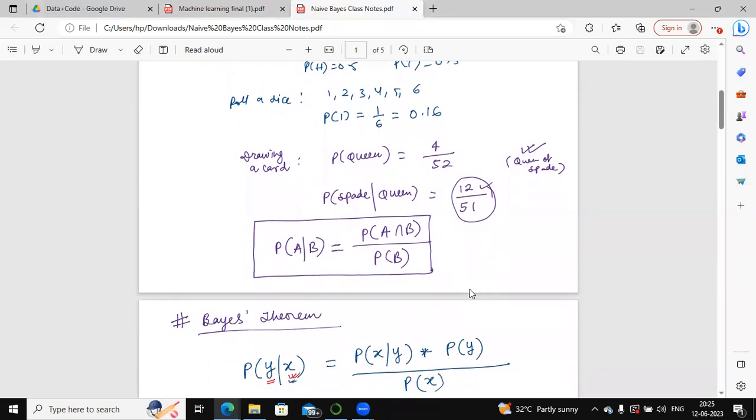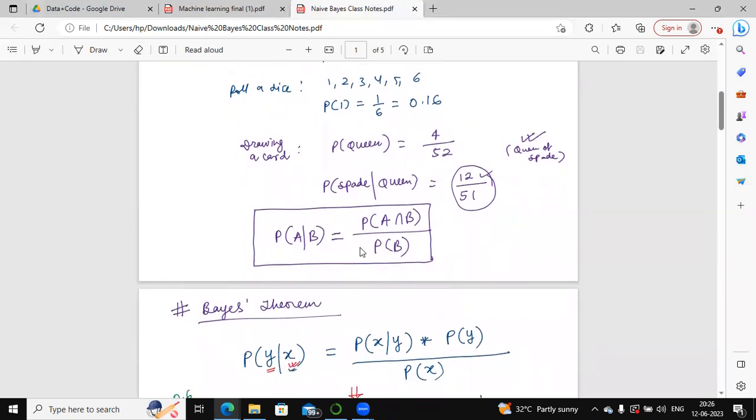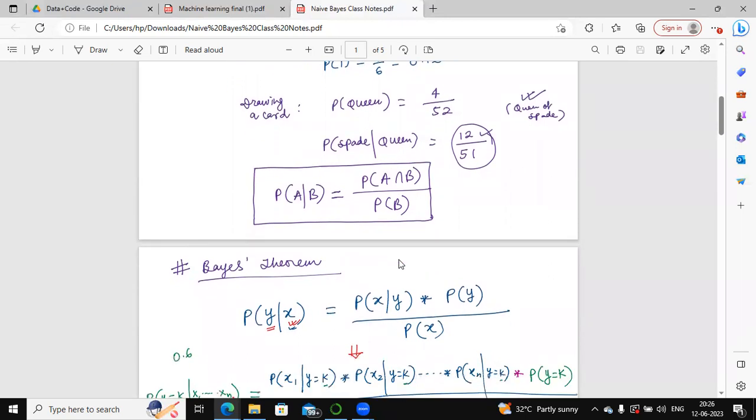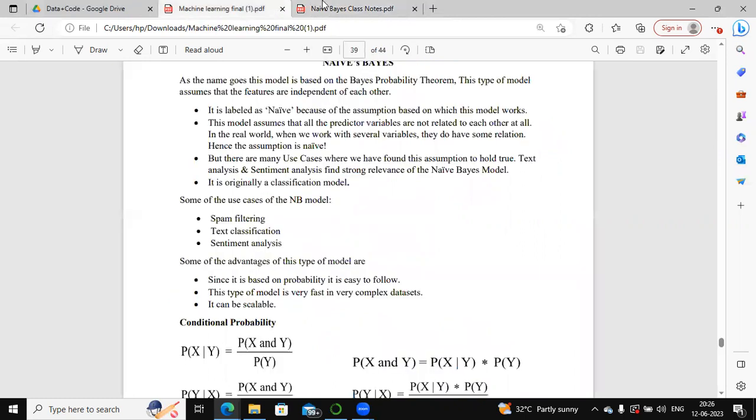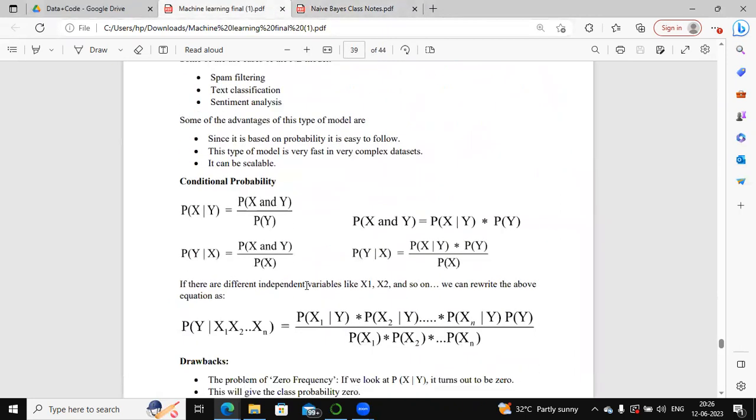We have already seen that P of A given B is P of A intersection B divided by P of B. But Bayes theorem says that P of Y given X is P of X given Y times P of Y, divided by P of X. So this is conditional probability.